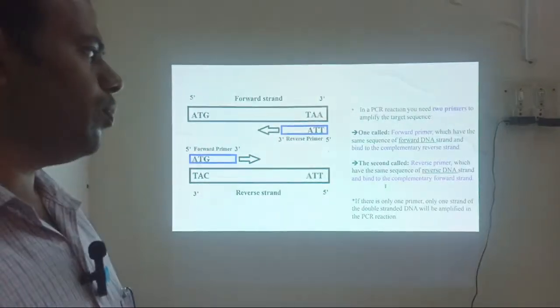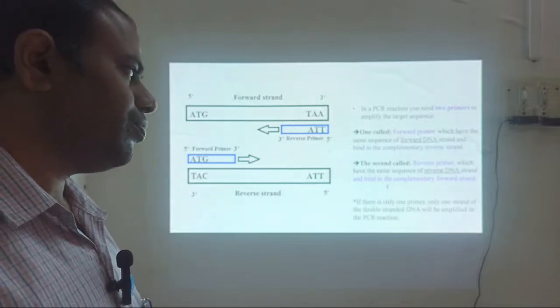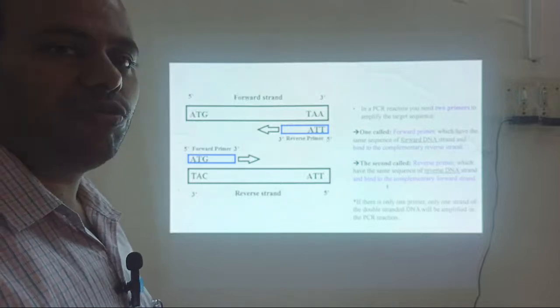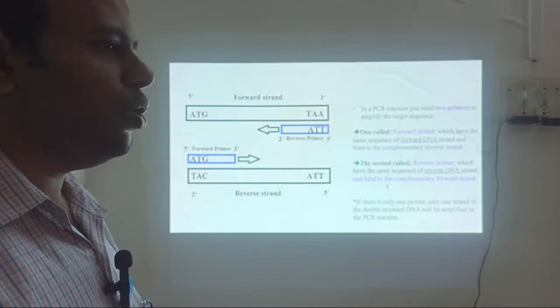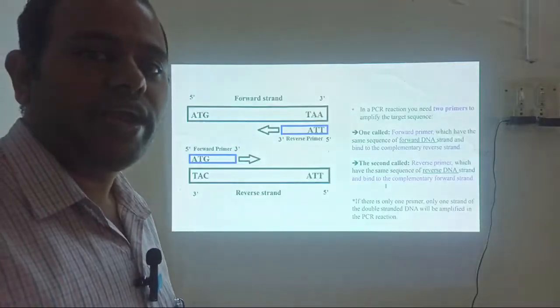So there are two primers, forward primer and reverse primer. These two primers are attached to get amplification here. If you are using only one primer, then only one strand of the DNA will be amplified. So you have to use both primers for getting a double-stranded DNA amplification.